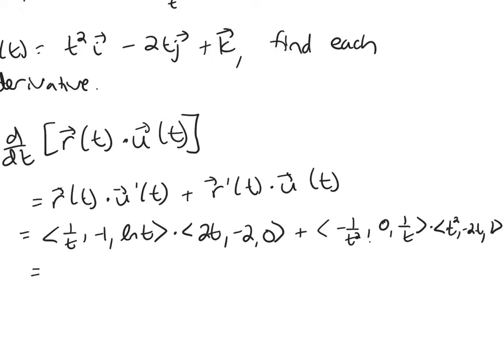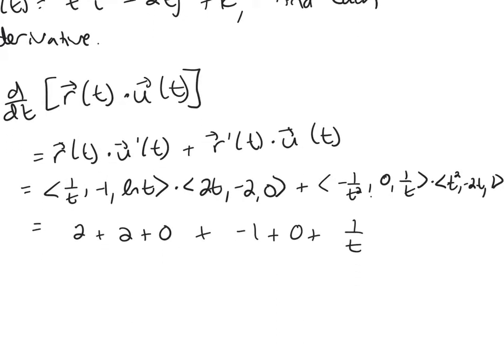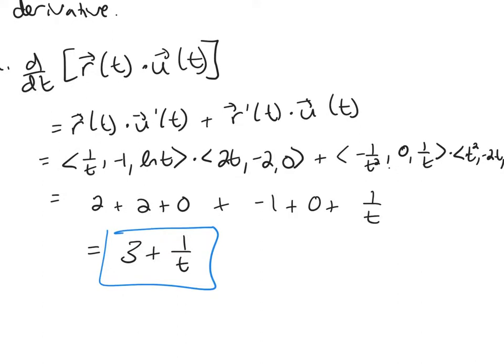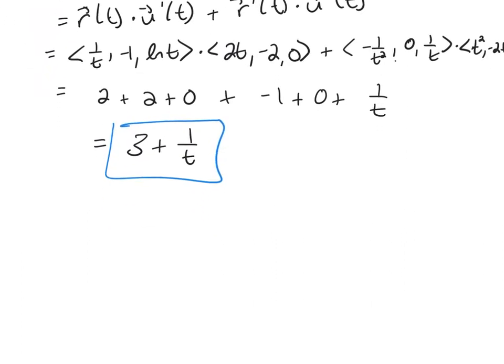So we're going to compute these dot products. We get 2t times 1 over t, which is 2, plus 2 plus 0. And then if you compute the dot product over here, you're going to get negative 1, 0, and 1 over t. So in the end, I'm getting 3 plus 1 over t. And remember, because you're computing a dot product, you shouldn't have a vector anymore in your answer. Let's compute one more of these.